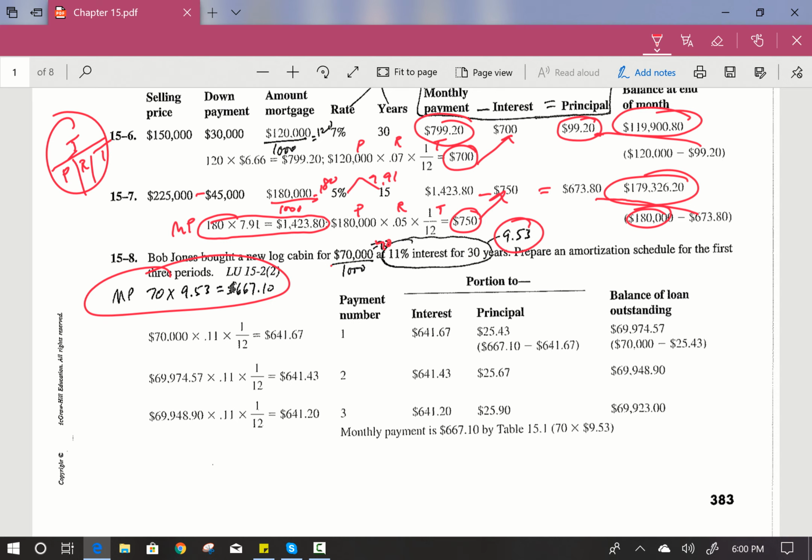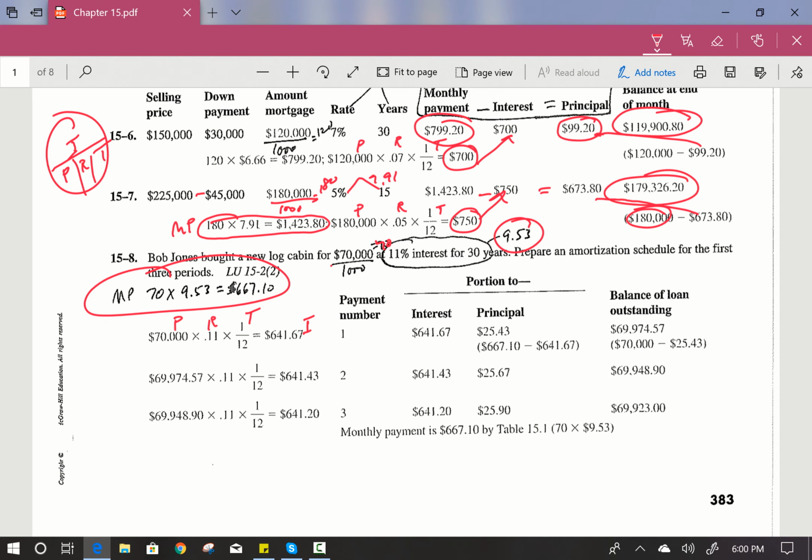Now we're going to use our simple interest formula. Interest is equal to the principal times the rate times the time. 70,000 times 0.11 after you move the decimal point 2 places to the left times 1 month divided by 12 months equals the interest of $641.67.